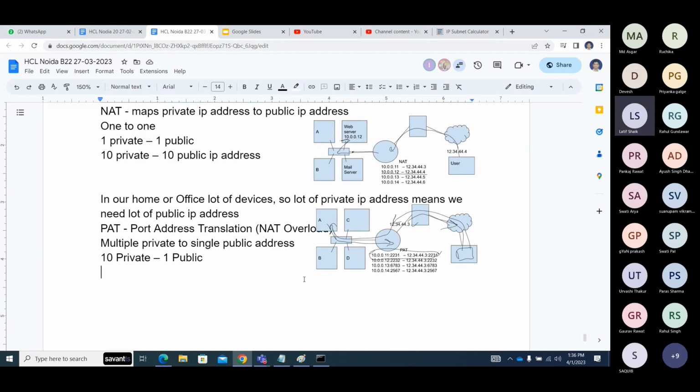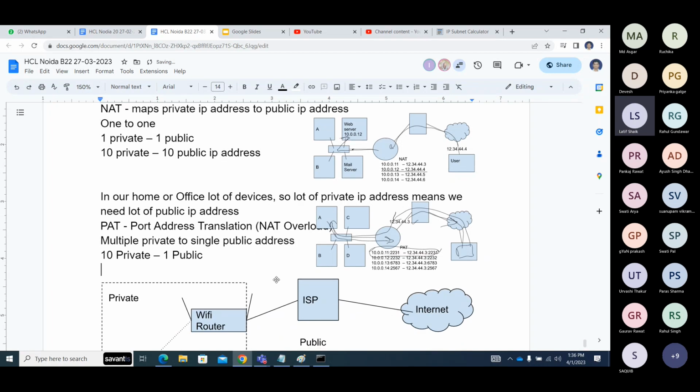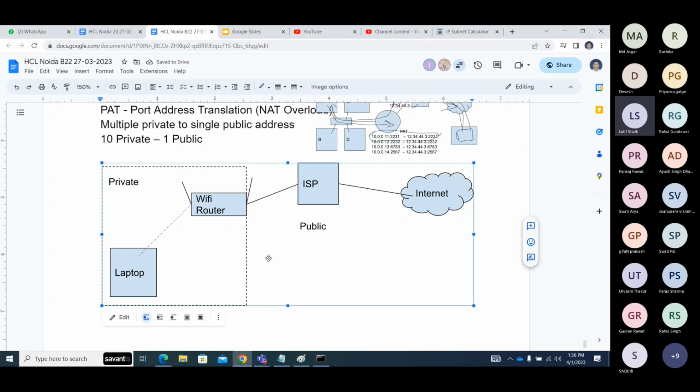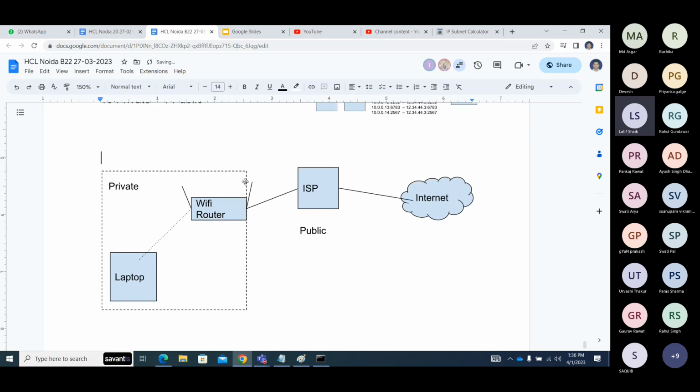So the diagram which I've done here in our office, this is what we are using, port address translation.